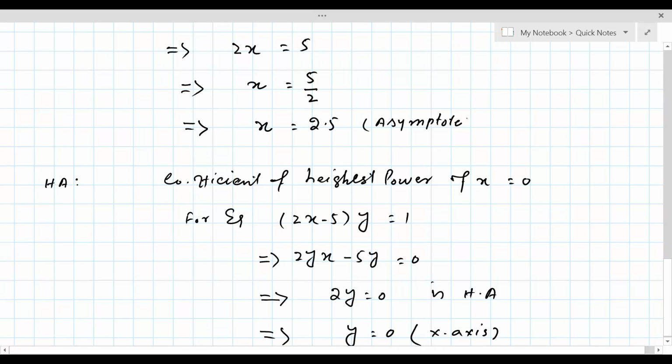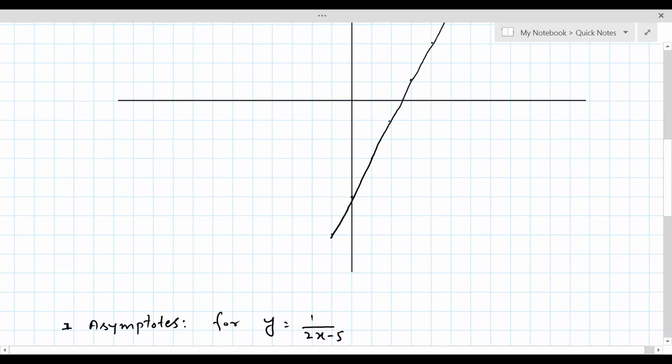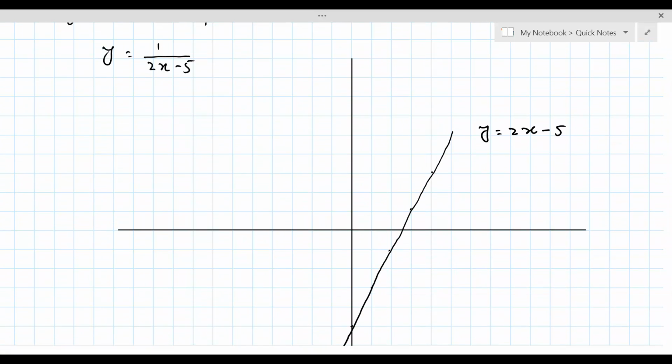So this is an easy way to find two asymptotes, vertical asymptotes and horizontal asymptotes. If we want to trace these asymptotes on this graph, that's going to help us a long way. So let's write the equation of the asymptotes here. This is x equal to 2.5. So here is that asymptote.